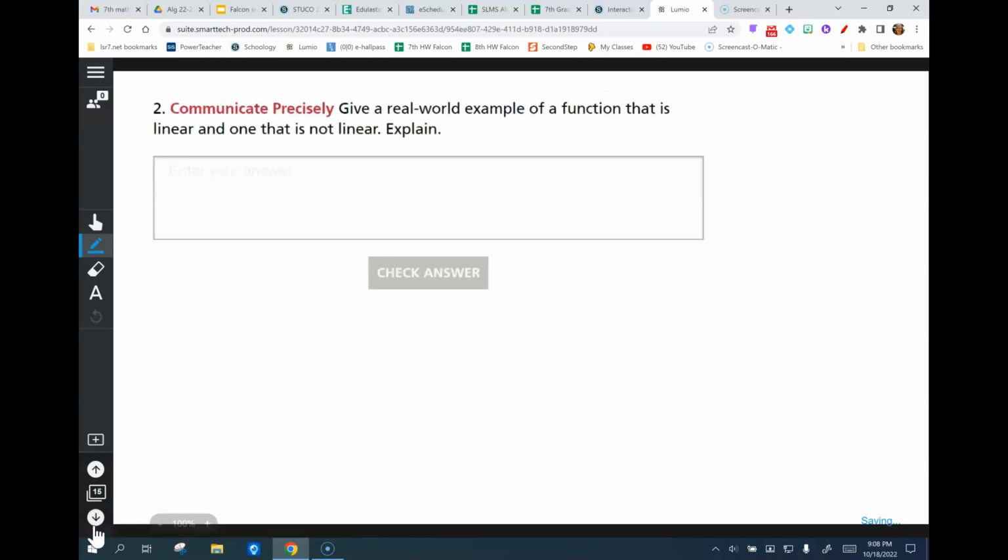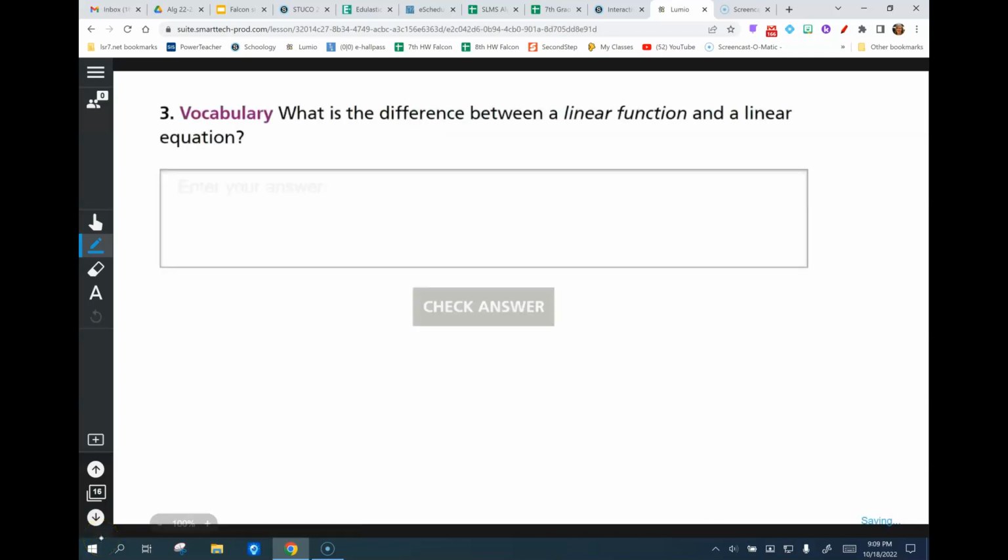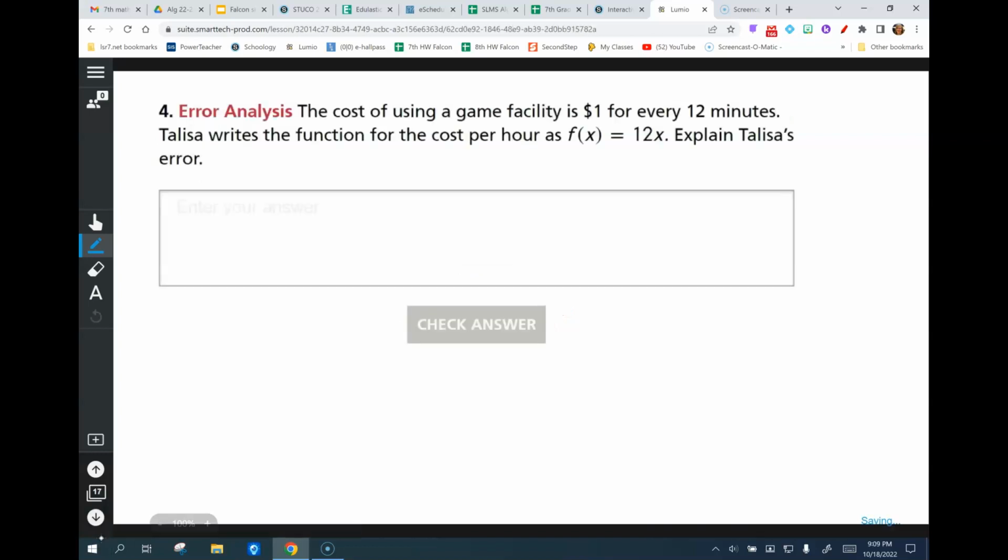Give a real-world example of a function that is linear and one that is not linear. I'll let you come up with that one. Read it in the book. Check your answer. Go to that interactive and find out what it says. What is the difference between a linear function and a linear equation? Hey, that's a good one to read about. Go to your interactive textbook and read about that one.